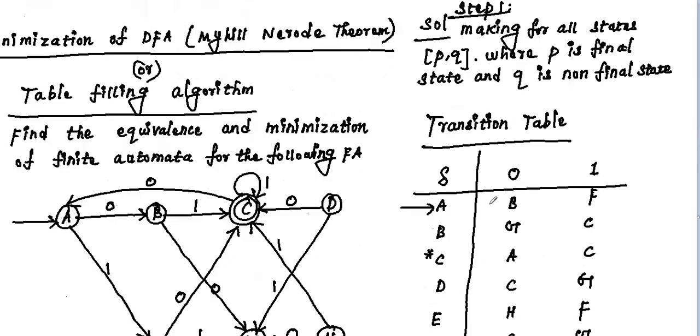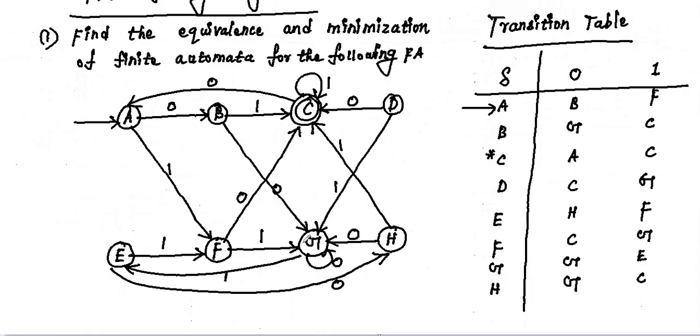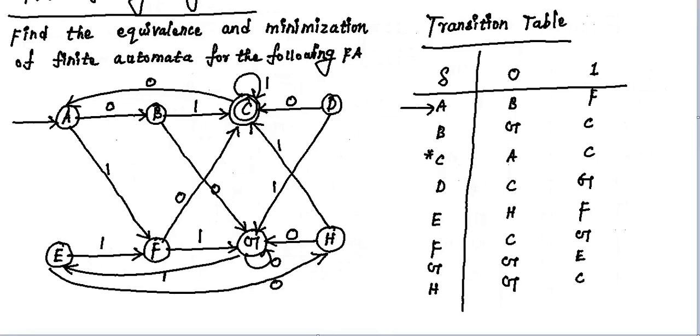As per the theorem, in the first step, mark all pairs of states P, Q, where P is a final state and Q is a non-final state. Look at the transition diagram. C is our final state, remaining states are non-final states. First, the transition table should be drawn for the given transition diagram.